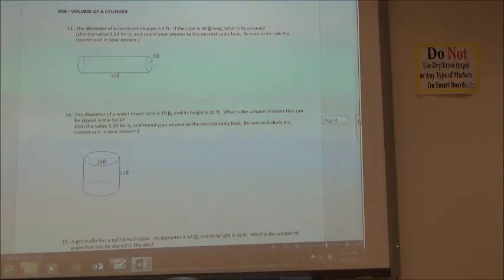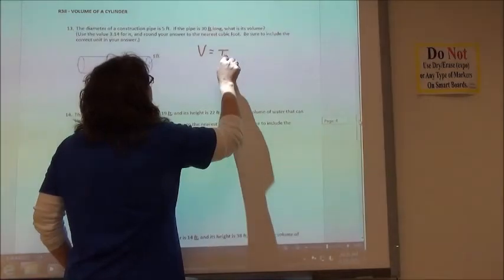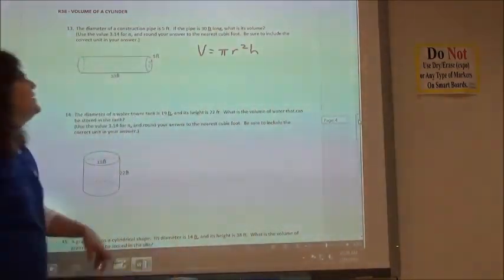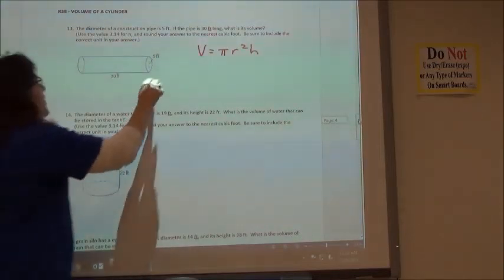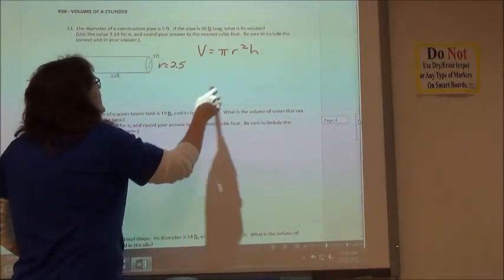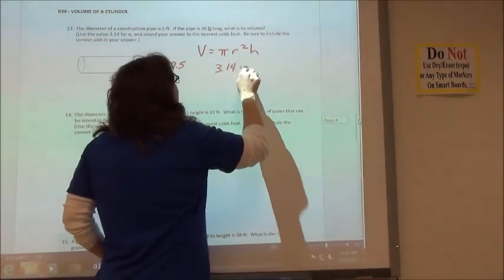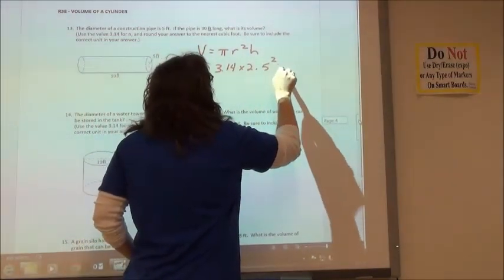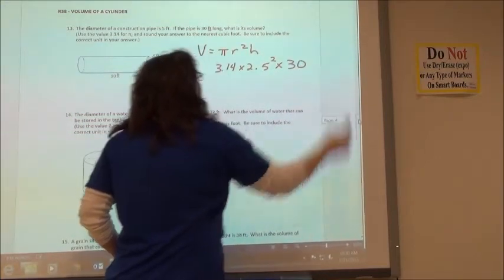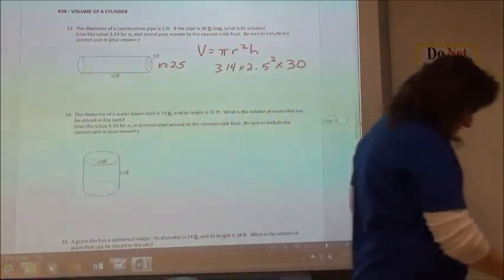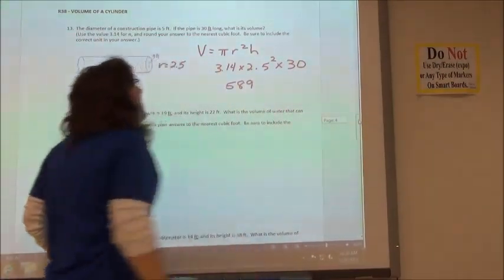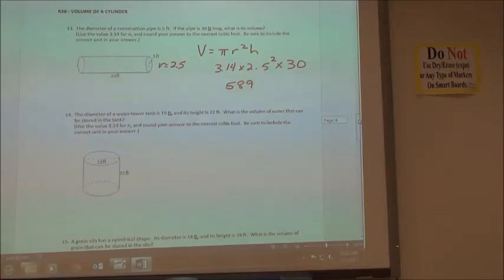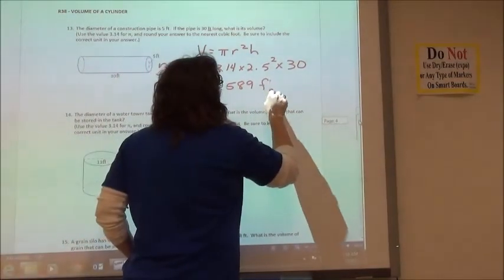So, same thing on this one. They gave us the diameter of 5 feet. Since our volume is pi r squared h, the radius of that would be 2.5. So 3.14 times 2.5 squared times our height, which is going to be 30. 589. You're faster than me. I didn't even type it in, but I'll believe you. 589 and my label, feet cubed.